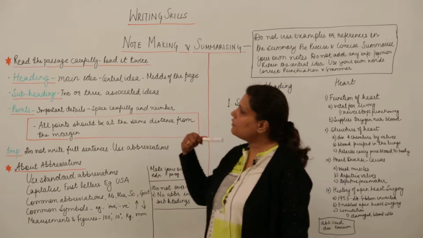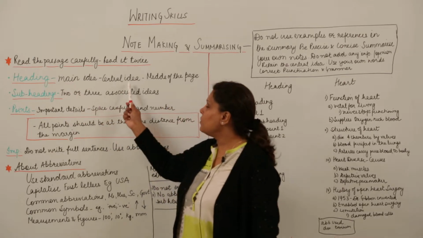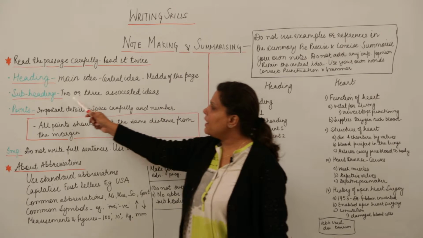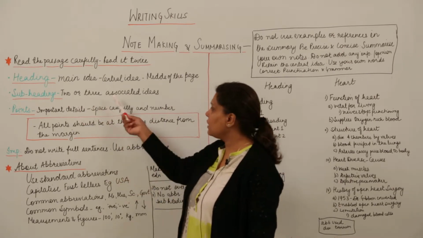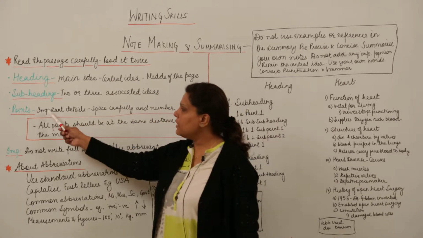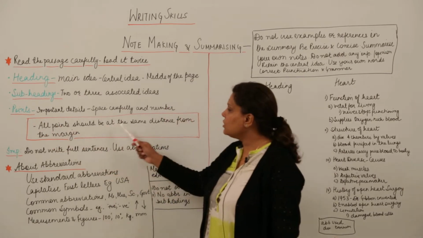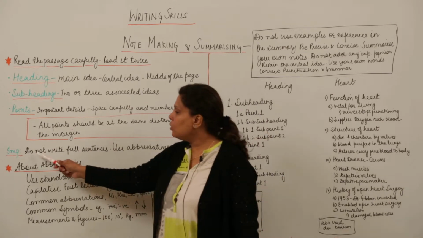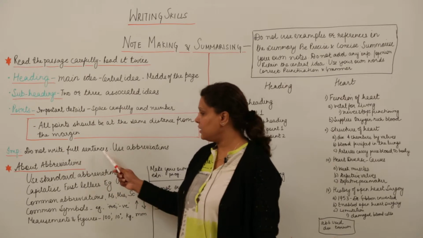So when you are making the final notes, the fair notes, remember the main idea will go as the heading or in the middle of your page. The subheadings will come below them, and there should be 2, 3 or 4 main associated ideas with the main idea. Then you have to remember the important details and list them as points. All points should be at the same distance from the margin of the page, and do not write full sentences. While making notes, do not write full sentences.